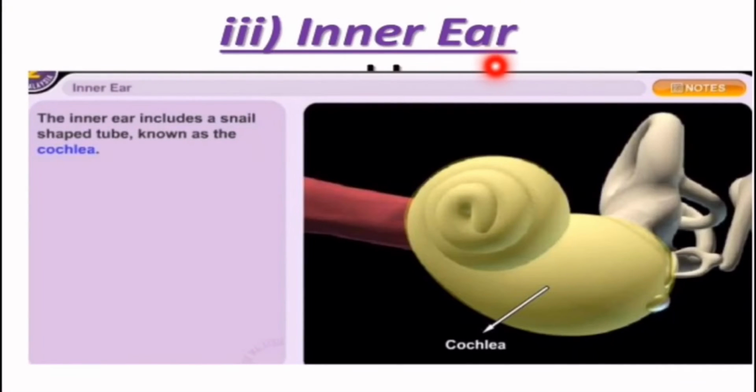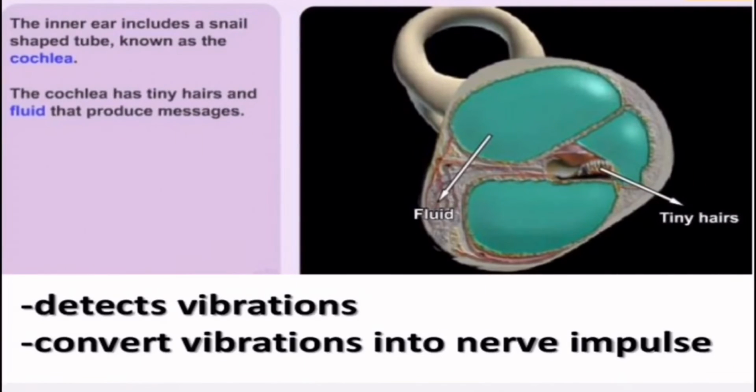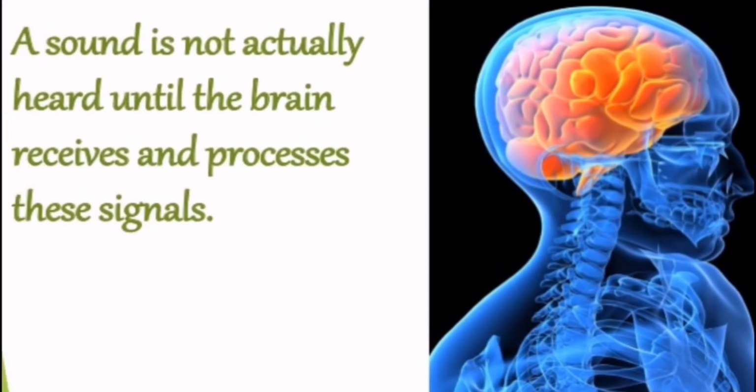The third part of our ear is the inner ear. The inner ear includes a snail-shaped tube. As you can see, it is a snail-shaped tube which is known as the cochlea. The cochlea has tiny hairs. These are the tiny hairs, and it also has fluid that produces messages. The inner ear detects vibrations, and it also converts vibrations into nerve impulses. That's how our nervous system works and receives these vibrations.